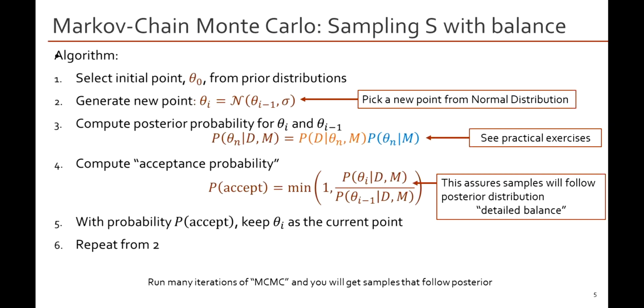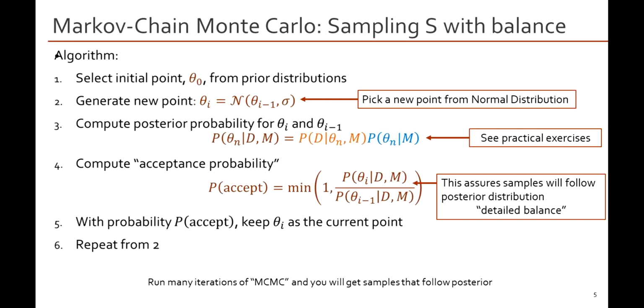So this could be some reasonable guess of what the parameters should be. Then I generate a new point by, say, adding some random noise to it. And then compute the so-called posterior probability for both this new point and my old one. This posterior probability has two terms. I first compute the likelihood of the data given this specific set of parameters, and how likely this set would be given my prior distribution.